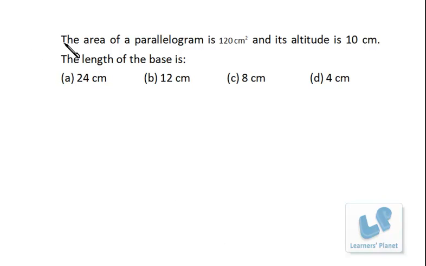Now, the area of a parallelogram is 120 centimeter square and its altitude is 10 centimeter. What is the length of the base? As simple as that, base into altitude is area. Okay, so area divided by altitude will be base. So 120 by 10, that is 12. Okay, no need to go for any paperwork, no need to draw the diagram.